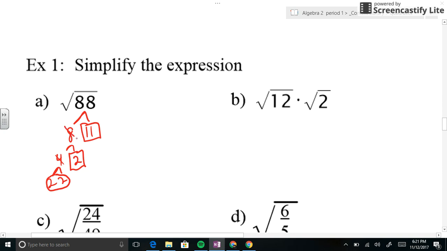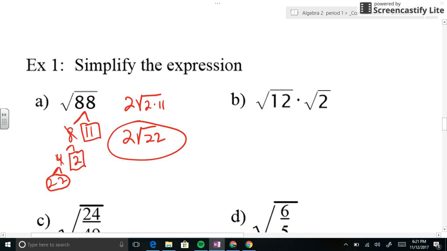I don't use the 4 or the 8 because it factored further. So 2 times 2 is 4, and if we take the square root of 4, we get 2, so I pull a 2 outside the radical. And inside the radical, I do 2 times 11, and 2 times 11 is 22. Therefore, if I simplify the square root of 88, I would get 2 radical 22.